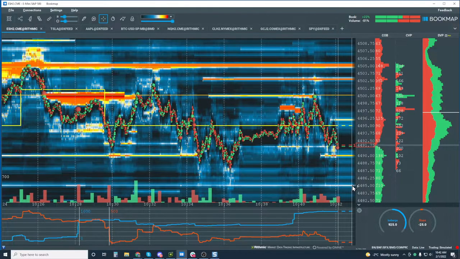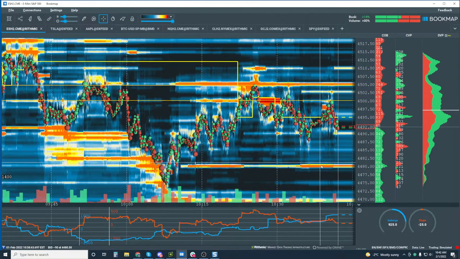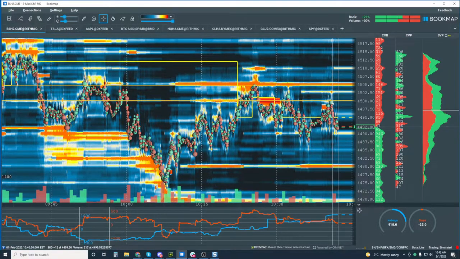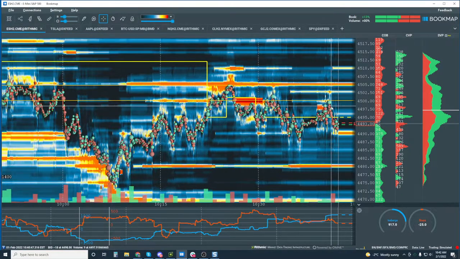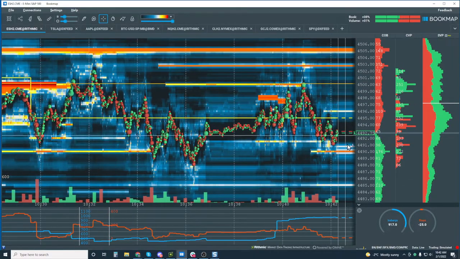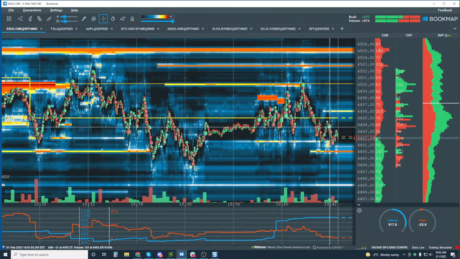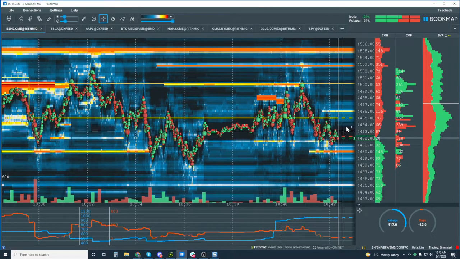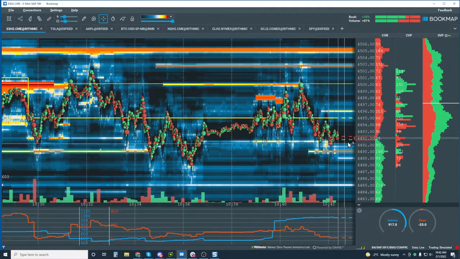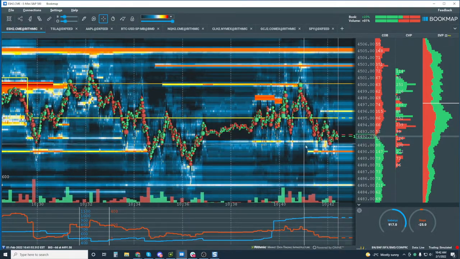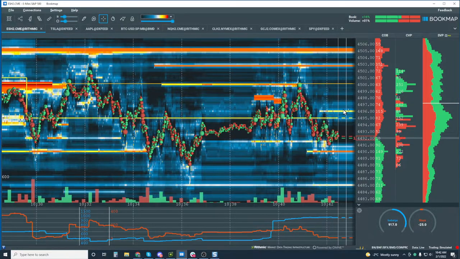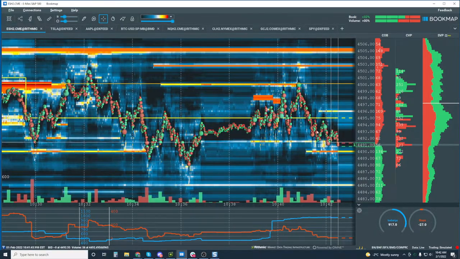90, 85, yeah, maybe down to 80. Okay, we made a lower high here. Let's see if we can get it. See how there's buying on the other side? This makes it a more choppy environment here. Right? This is really choppy in here.